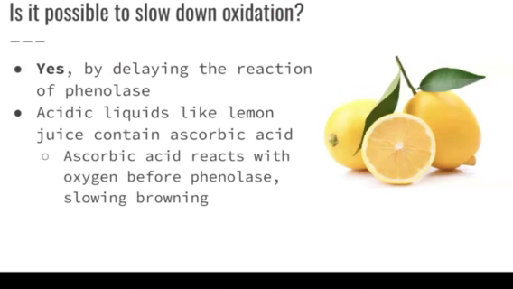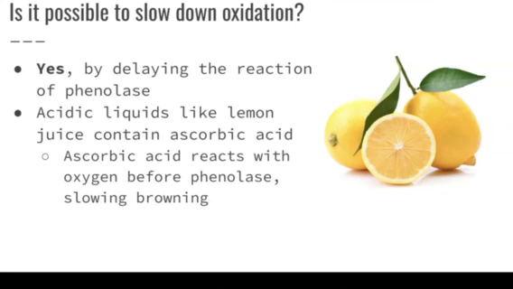So the question we want to ask is, is it possible to slow down oxidation? You can take a few seconds and think about this answer to yourself. And I will say that the answer is yes. We can slow down the process of oxidation by delaying the reaction of phenolase. And the way that we can delay the reaction of phenolase is by using acidic liquids like lemon juice. And lemon juice contains a compound called ascorbic acid. And ascorbic acid has the ability to react with oxygen before phenolase does, which can slow down the oxidation and the browning process.